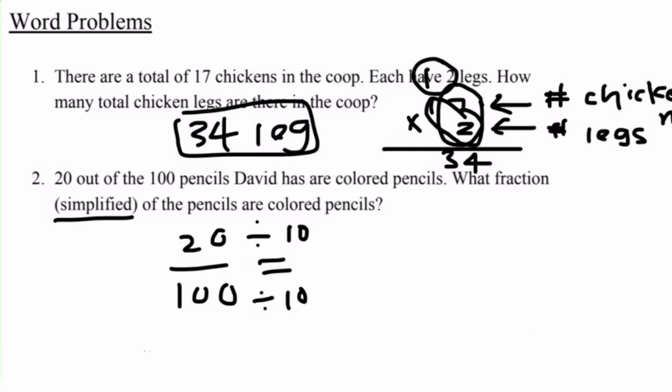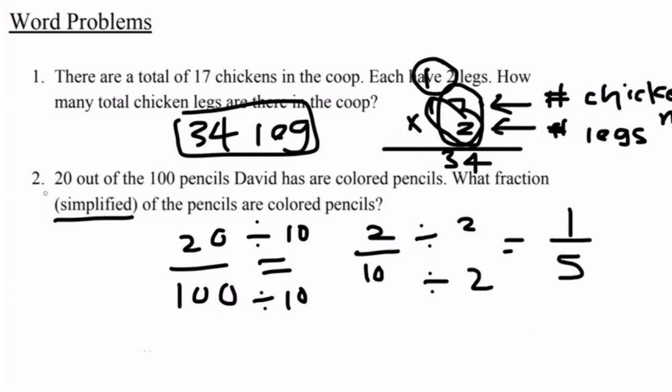And then we would get 2 out of 10. We could simplify it even more by dividing the numerator and denominator by 2, and we should get a total of 1/5. 20 out of 100 simplified should equal 1/5.